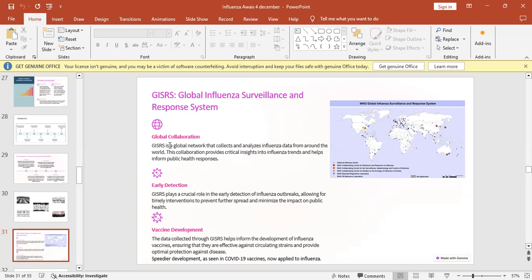The next is vaccine development. The data collected through GISRS helps inform the development of influenza vaccines, ensuring that they are effective against circulating strains and provide optimal protection against disease. Speedier development, as seen in COVID-19 vaccines, now applies to influenza vaccines.